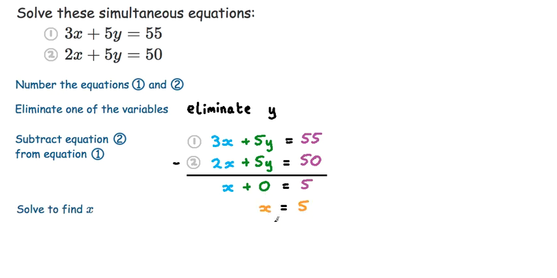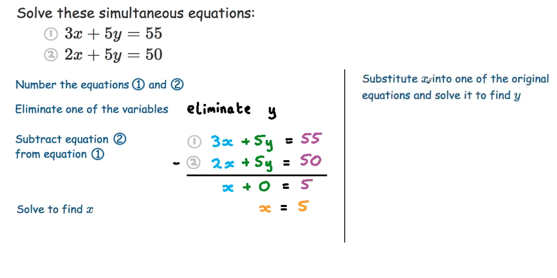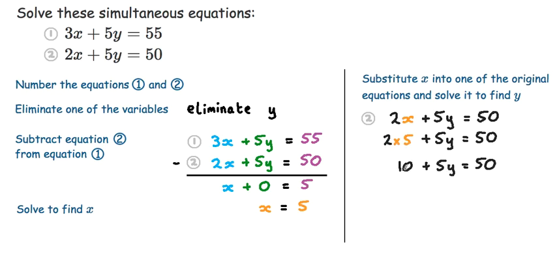I can now use this value for x to find the value for y by substituting it into one of my original equations. And it doesn't matter which one I choose, but again one of them might be easier to calculate. So I'm going to choose equation 2, and then replacing x with 5, I get 2 times 5, which is just 10. And then I can solve this equation to find y, first by subtracting 10 from each side, and then by dividing each side by 5, which gives me a value for y of 8.